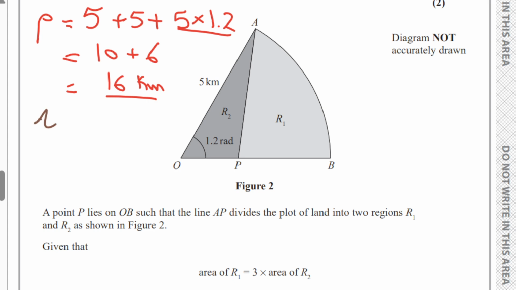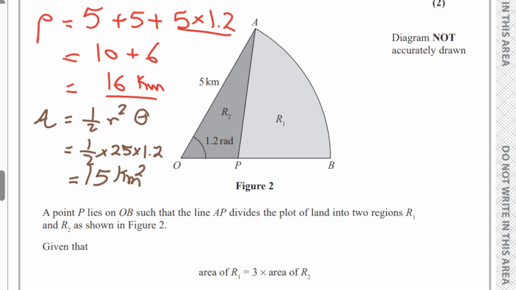The area is half r squared theta. You should know these formulas. They don't give them to you. So the area is equal to half times r, which is 5, so r squared is 25, times theta, which is 1.2. So plug this in your calculator. Half times 25 times 1.2. That gives you 15 kilometers squared.